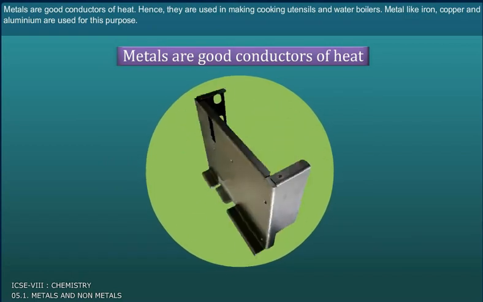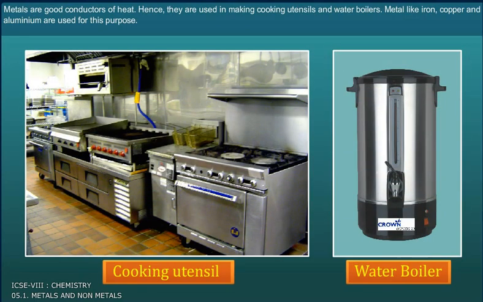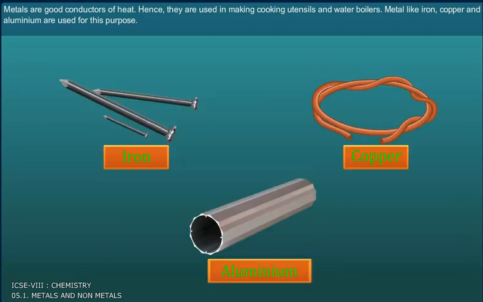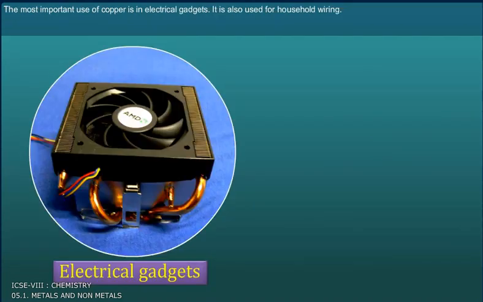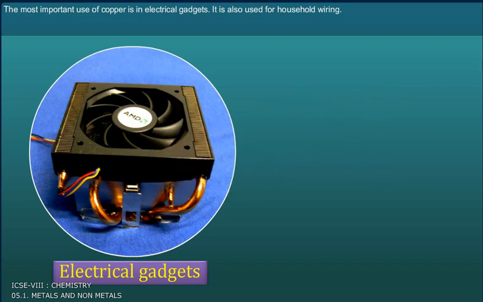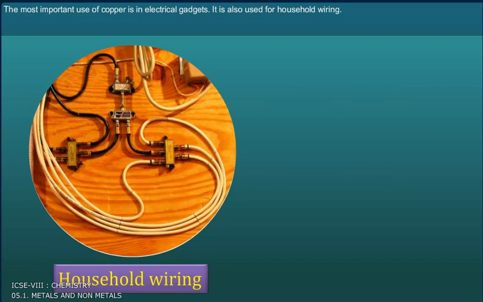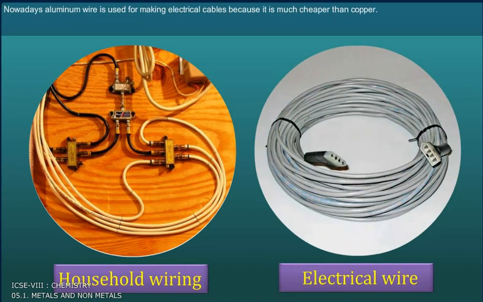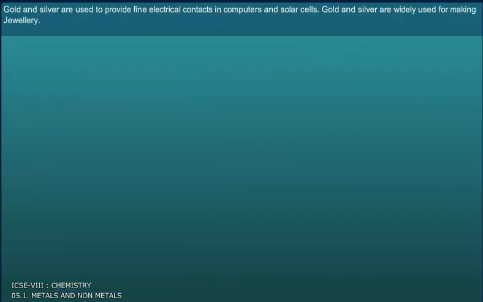Metals are good conductors of heat. Hence, they are used in making cooking utensils and water boilers. Metals like iron, copper and aluminium are used for these purposes. The most important use of copper is in electrical gadgets. It is also used for household wiring. Nowadays, aluminium wire is used for making electrical cables because it is much cheaper than copper.